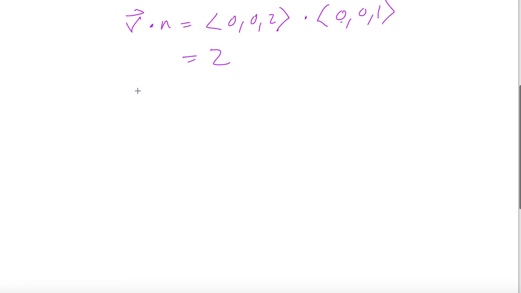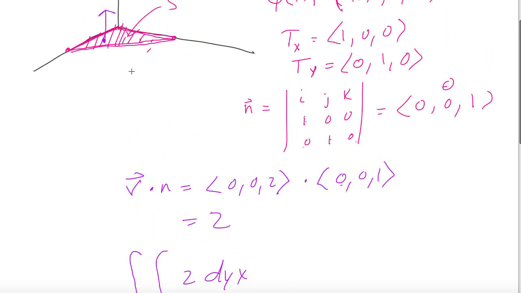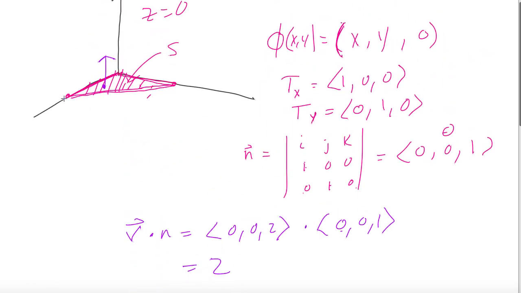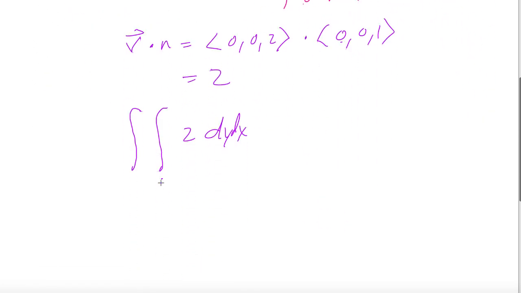So now we have the double integral of 2 dy dx. And our limits of integration are going to be exactly the same. Y still goes from 0 to 1 minus x, and x goes from 0 to 1. So we're going to get the same answer, 1 meter cubed per second.